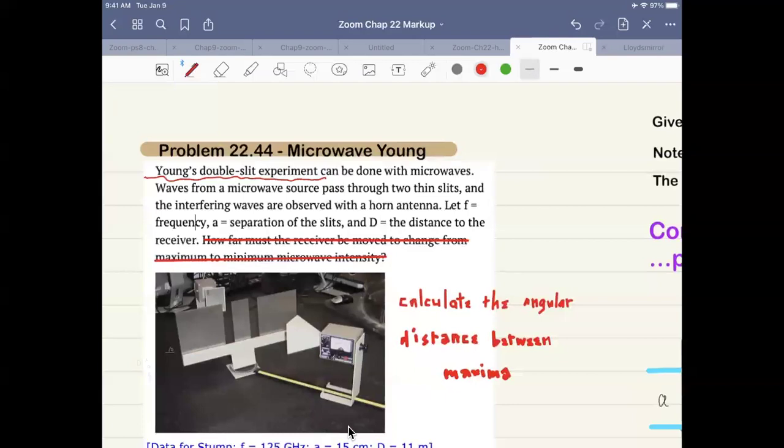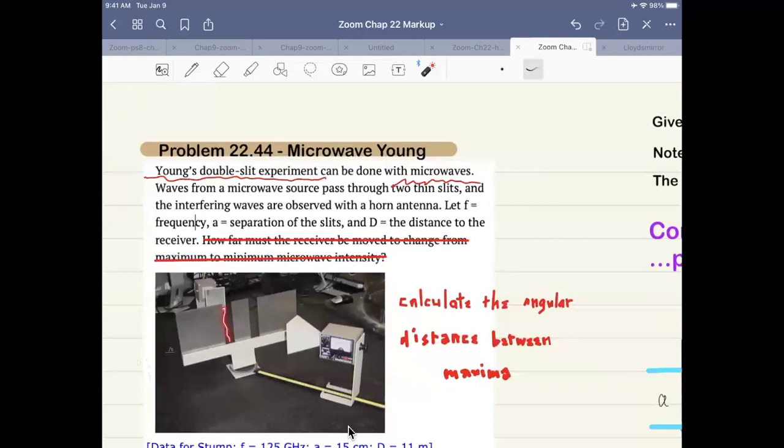Now, this problem involves doing Young's experiment with microwaves. So here's an antenna producing microwaves, and here's an antenna receiving microwaves and measuring how strong they are. And as you move the receiver around, you'll get alternating regions of high intensity and low intensity. Those are like bright fringes and dark fringes.